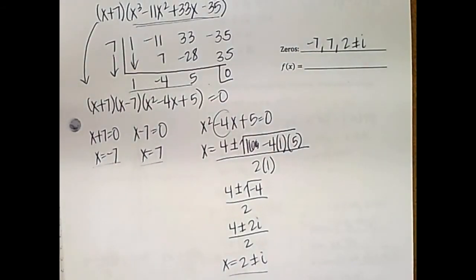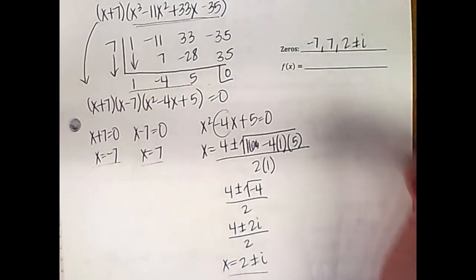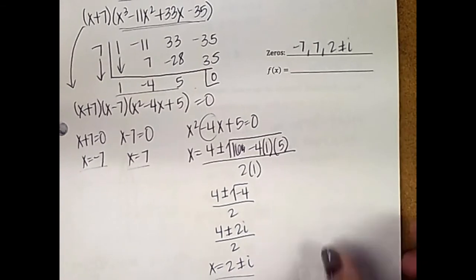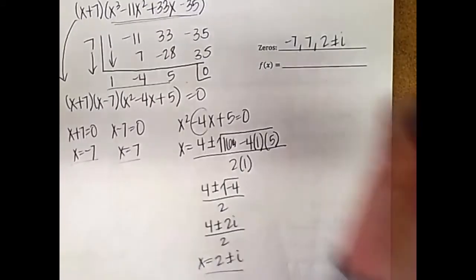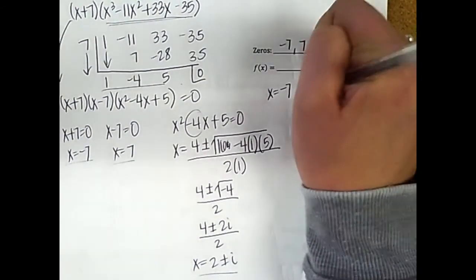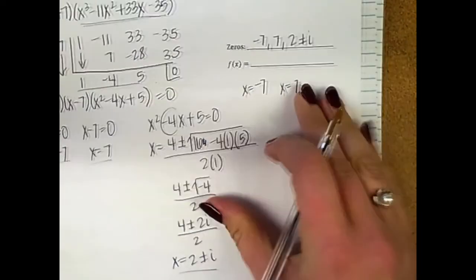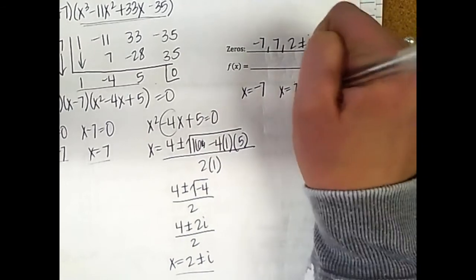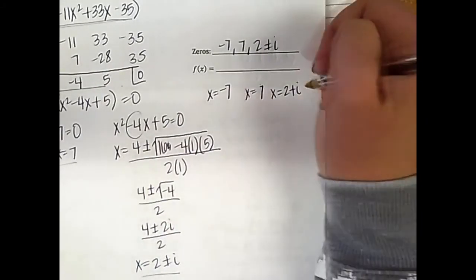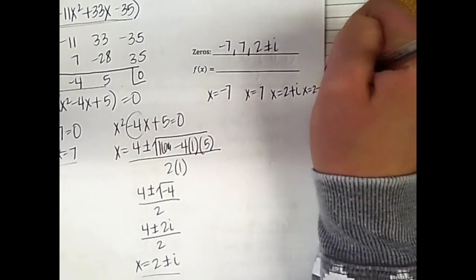Okay, so now that I have my zeros, I can write it in its fully factored form. So what I usually do, just to help myself out, is I usually write out the zeros. So I know one of my zeros is at negative 7. One of my zeros is at 7. Another one is at 2 plus i. And I'm going to squeeze it in. Another one is at 2 minus i.